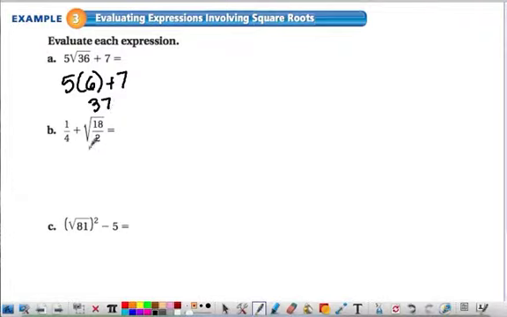Now on B, we have the square root of 18 over 2. So we're going to bring our 1/4 down and go ahead and evaluate this square root. 18 and 2 are not perfect squares. So when they're not perfect squares, you can go ahead and do your division. 18 divided by 2 is 9. Now notice we did not lose our radical sign. It is still the square root of that number. And so I'm going to come over here to the side. We end up with 1/4 plus the square root of 9 is 3. And 1/4 plus 3 is 3 and 1/4.